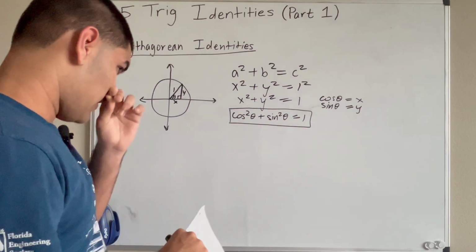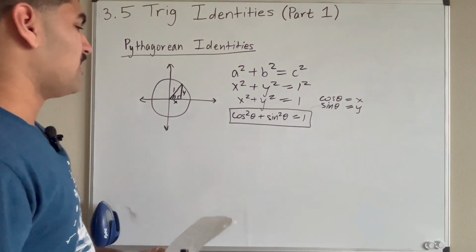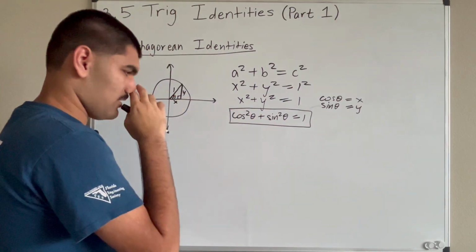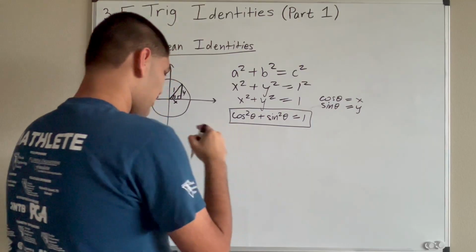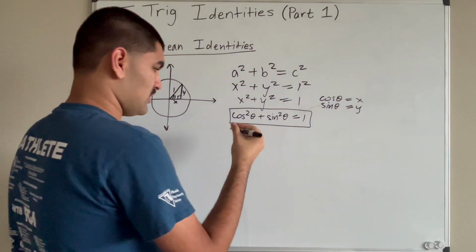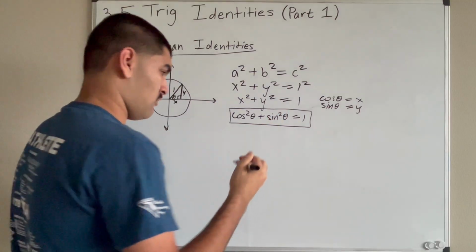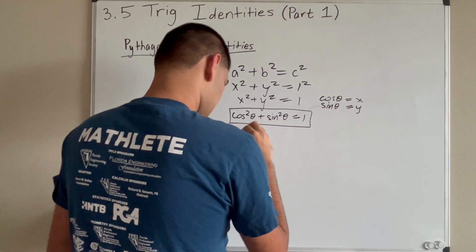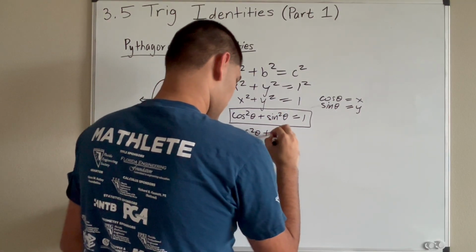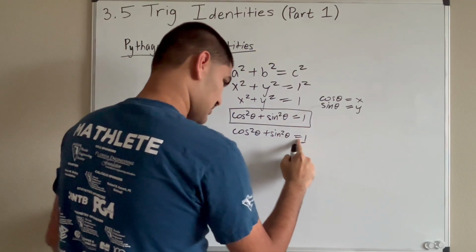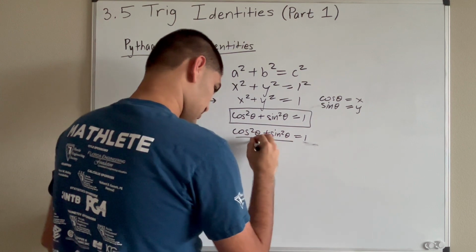Okay? And then we have two more Pythagorean identities, and to get those, you can just derive them from this Pythagorean identity. So the way we're going to derive the first one is let's just divide everything in this equation by cosine squared theta, right? So let's see what happens if we do that. So if we take cosine squared theta plus sine squared theta equals 1 and divide both sides by cosine squared theta.